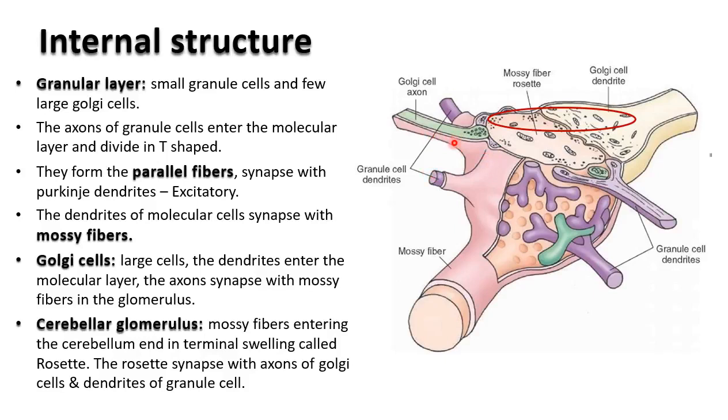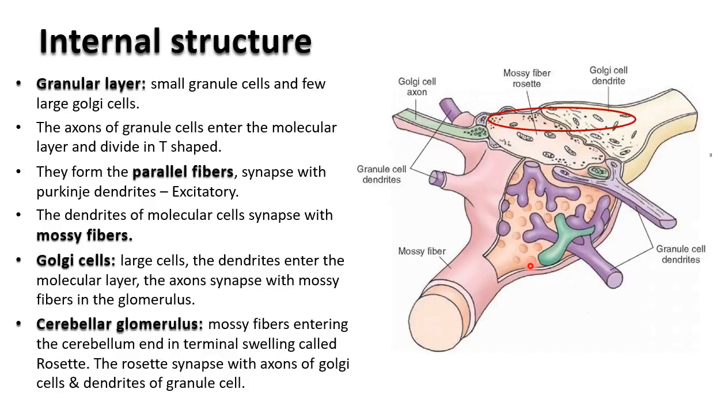So the dendrites of the granule cells thereby get excited. These mossy fibers are excitatory to the granule cells. You are able to understand. So the Golgi cell axons also synapse with this rosette, forming the glomerulus. Again, the Golgi cell is inhibitory to the granule cells. Because of a feedback mechanism, the Golgi cell, through its connection with the granule cell, gives feedback to the granule cells.